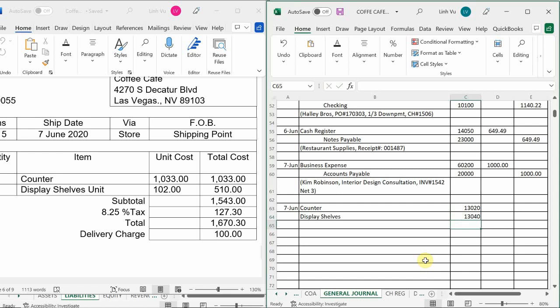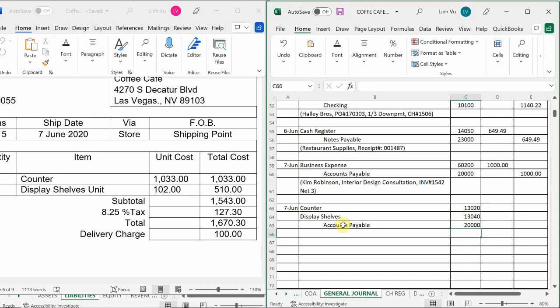Now, how did I pay for these counter and display shelves? On account. So in this case, good, accounts payable. Because we choose not to pay now, we choose to pay it later because they billed us. In this case, we've already used accounts payable from the previous transaction, so it's account number 20,000.